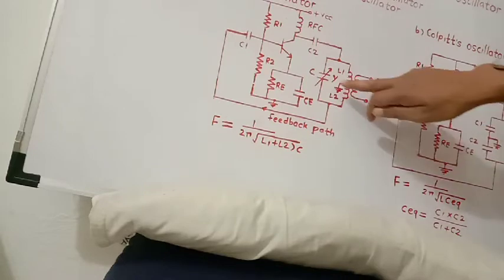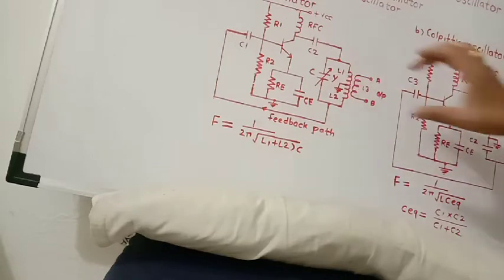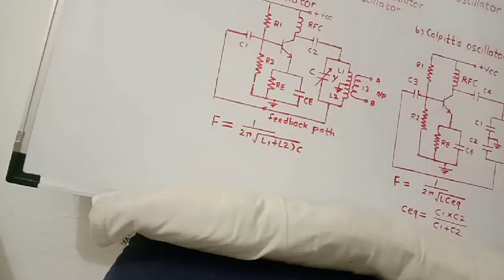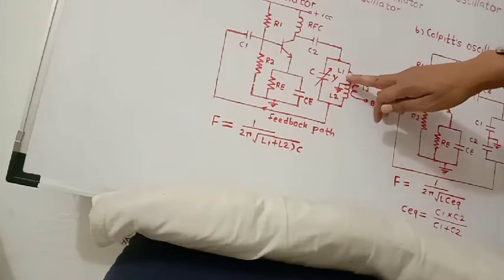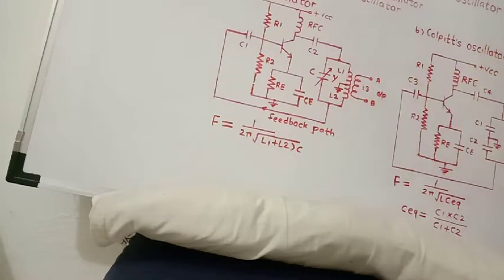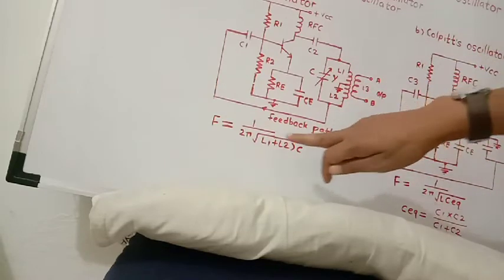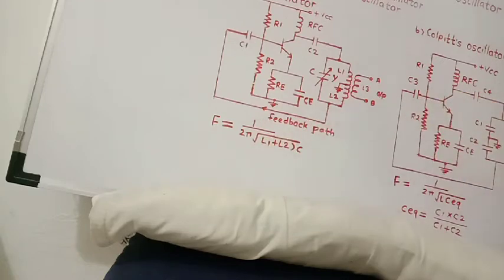Across this inductor there is one variable capacitor to form a tank circuit. This tank circuit produces oscillations, and the frequency of these oscillations depends upon the value of the capacitance and the value of inductors L1 and L2. The frequency is given by the equation 1 upon 2 pi root of (L1 plus L2) into C.